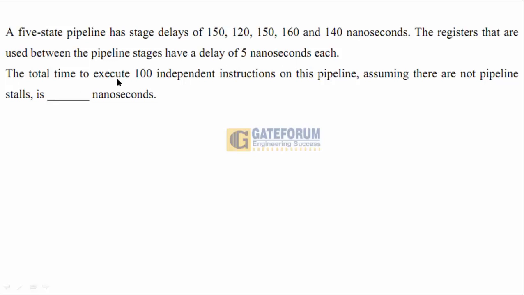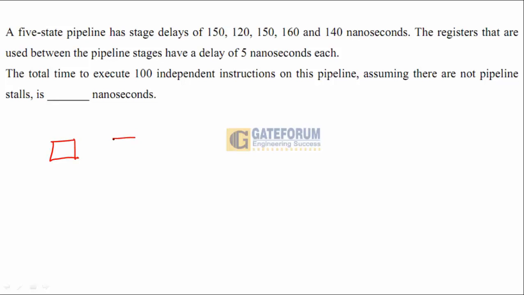What is the total time to execute 100 independent instructions on this pipeline, assuming there are no pipeline stalls? First of all, we need to find out what is the total time to execute 100 different instructions, 100 independent instructions, if they are executed in our pipeline. For that, what we do is we will draw the pipeline stages.